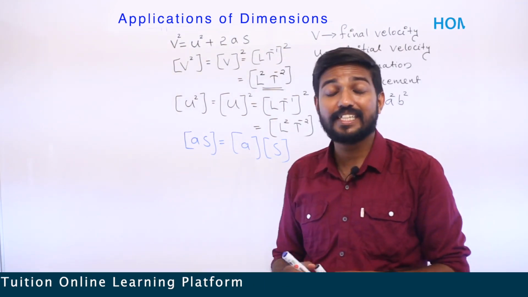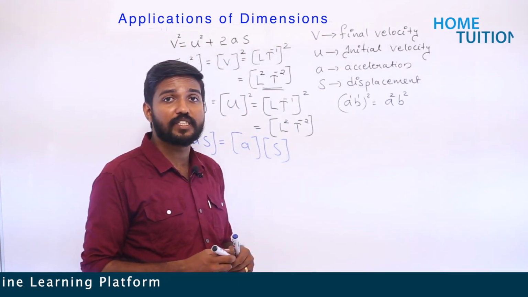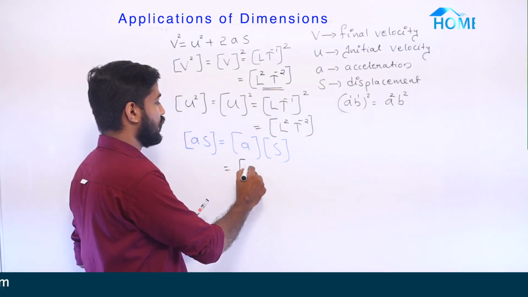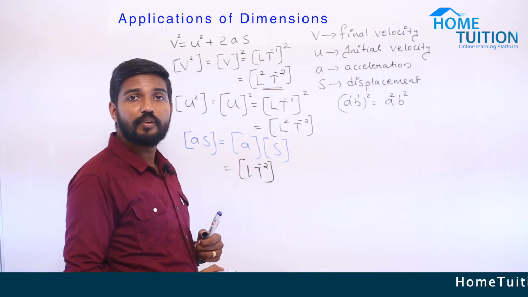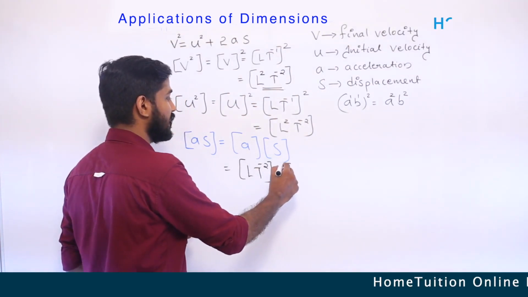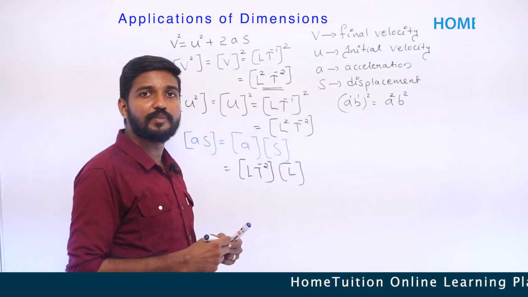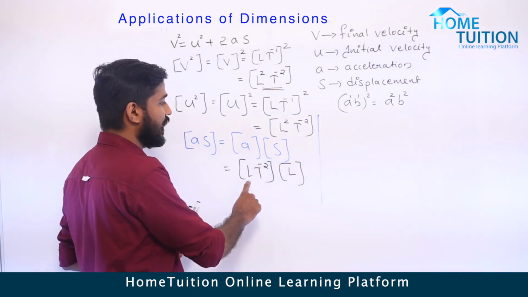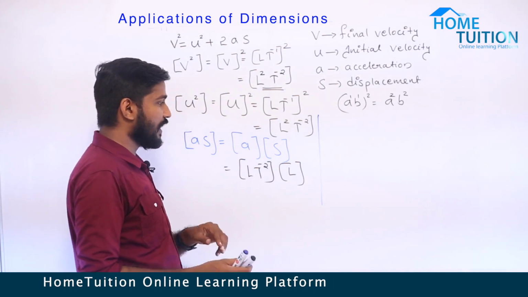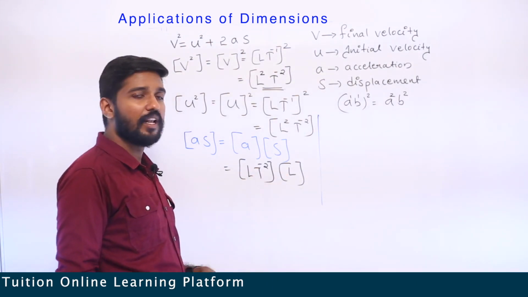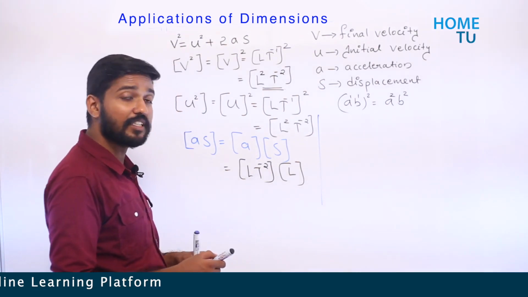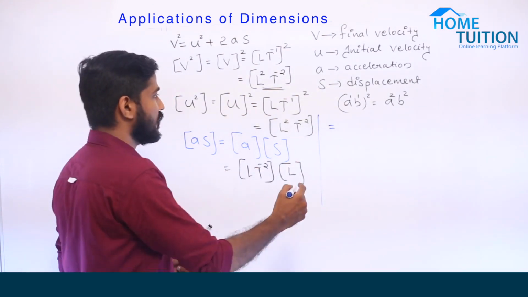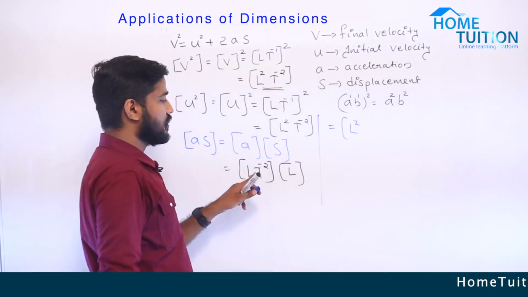So dimension of AS. What is dimension of A? Acceleration. What is the dimension of acceleration? It is L t raised to minus 2. So it will be L t raised to minus 2 into, what is the dimension of displacement? L. Dimension of displacement is L. So dimension of L t raised to minus 2 into L. We have L into L, what is L into L? L square. So which is equal to L square t raised to minus 2.